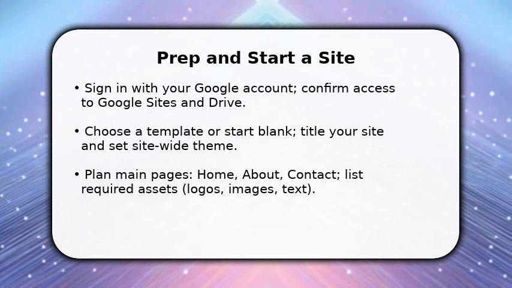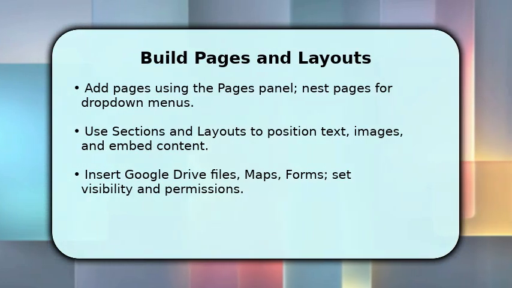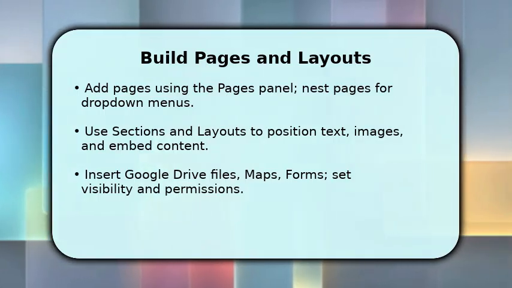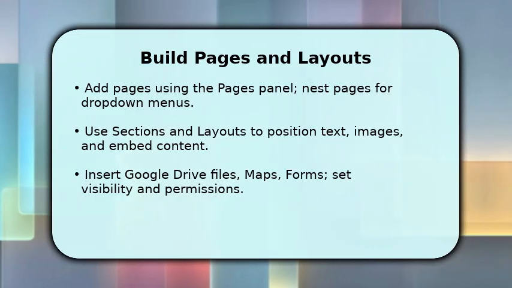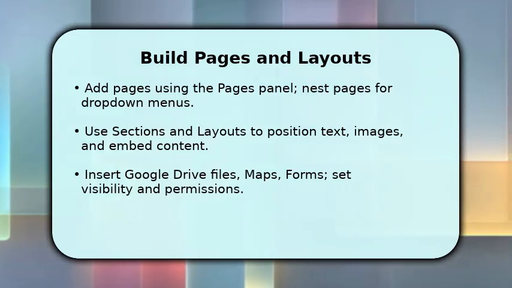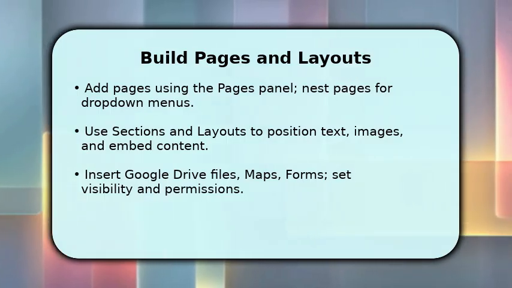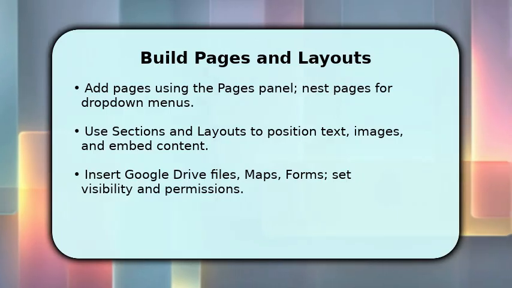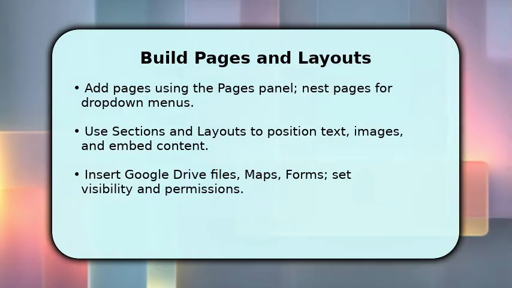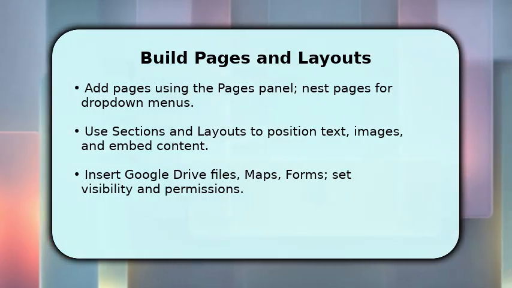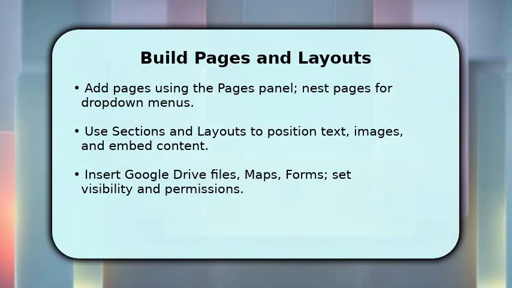Now you construct the site. Use the Pages panel to add each page and drag to create subpages for menus. For each page, choose a layout block, 1 column, 2 columns, or header, and drag text boxes, images, and buttons into place. When embedding docs, slides, maps, or forms, pick files from Drive and adjust display settings to fit the section. Make sure to set file sharing appropriately so visitors can view embedded content without permission errors.